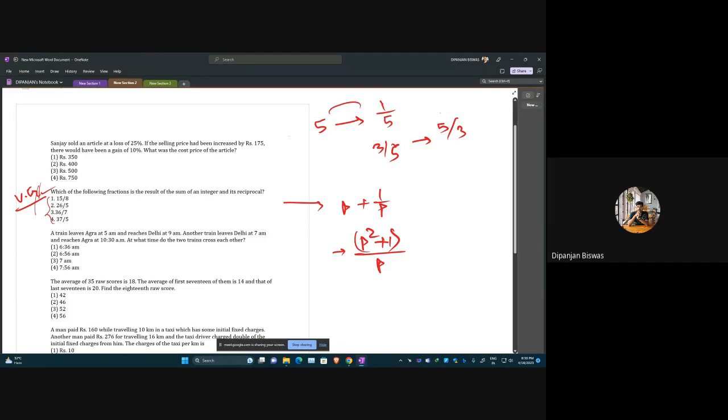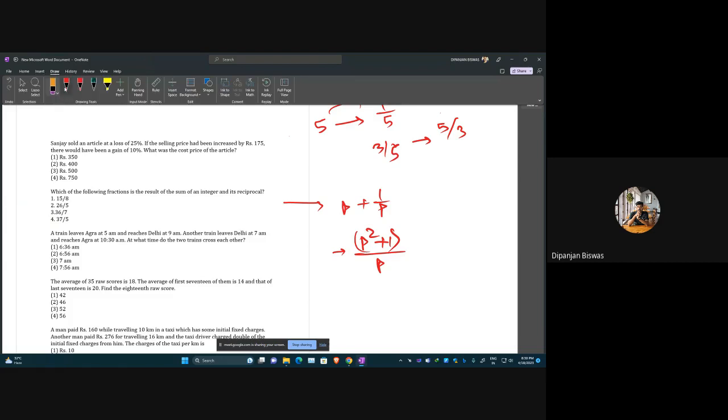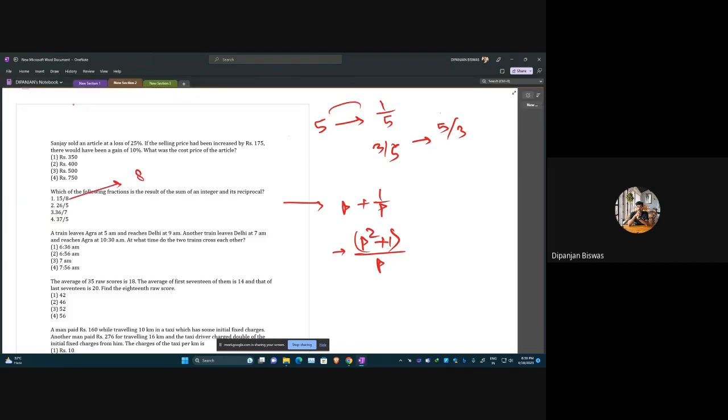So to find the answer, take all the options, take the denominator. Suppose here the denominator is 8. 8 square plus 1 is 65. If 65 is the numerator, then this is the right answer. Here 5 is the denominator. 5 square plus 1 is 26. 26 is given, so 2 is the right option. How come? If we add 5 plus 1 by 5, we get 26 by 5. So you have to find the pattern P square plus 1 and apply it for all the options to get the answer. I hope it was clear to everyone.